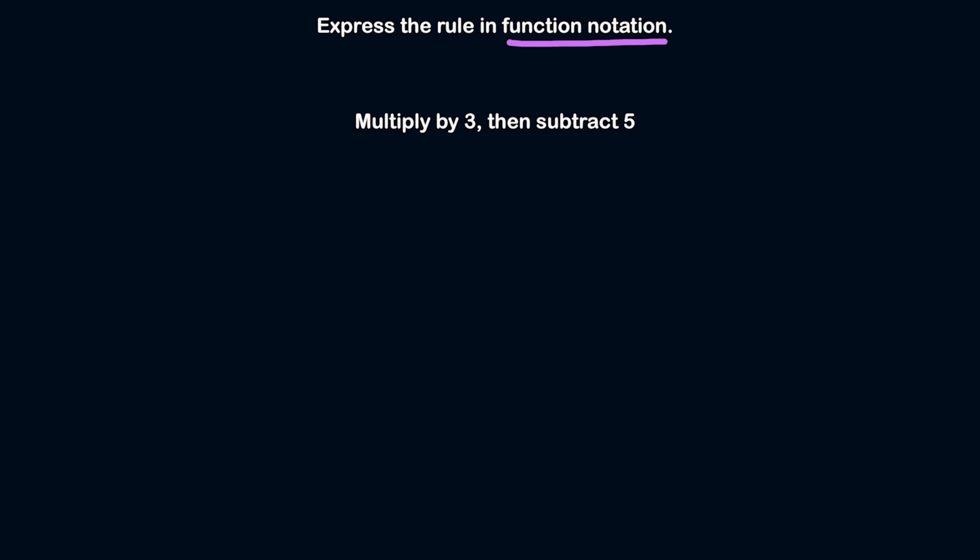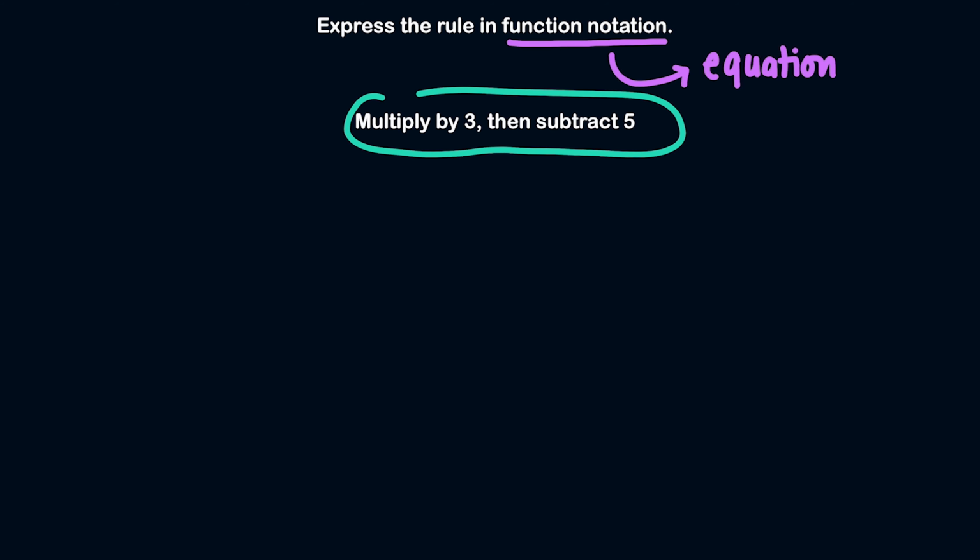So we got this. Function notation, that's just the equation, right? The equation equivalent to what's going on in words. They gave us the words, we got to give the equation. Now, for this function notation, we need to multiply by 3 and then subtract 5.